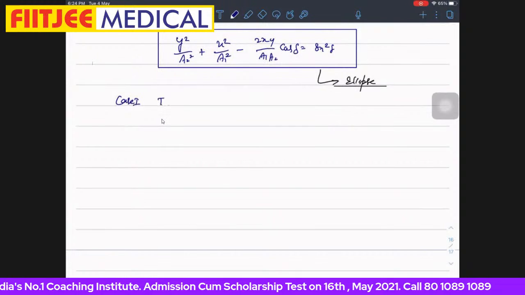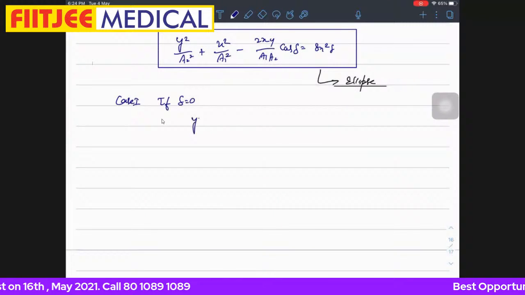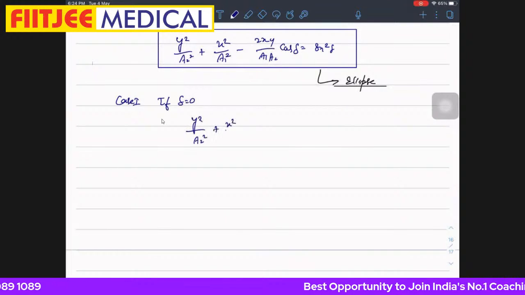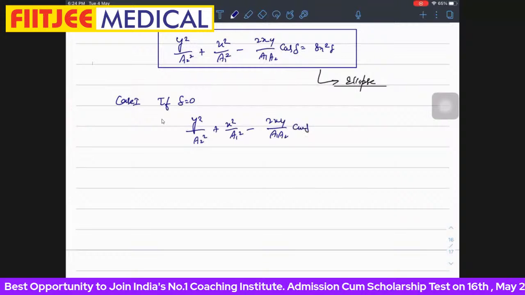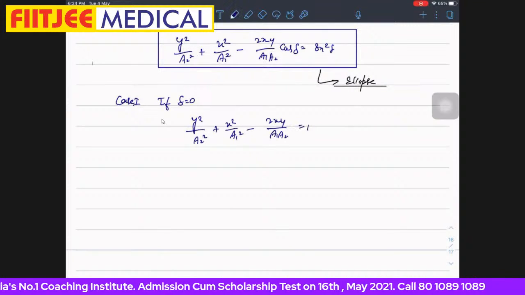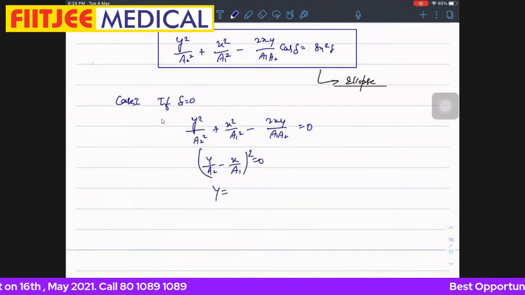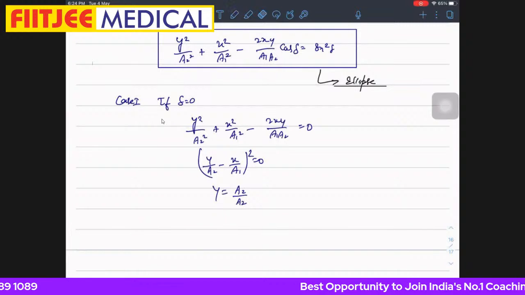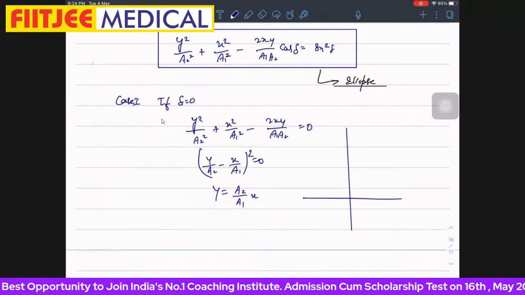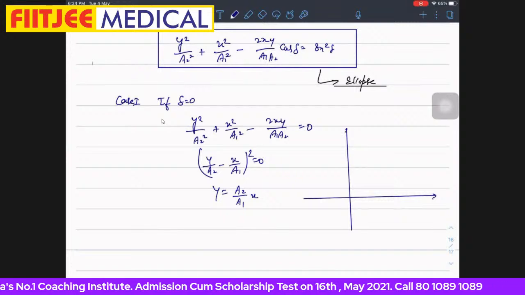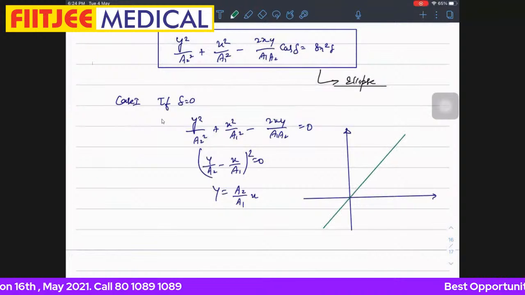Now case 1, if delta equals 0, what will happen? y square by a2 square plus x square by a1 square minus 2xy by a1 a2 cos delta, with cos 0 equal to 1, equals 0. So y by a2 minus x by a1, whole square, is 0. So y equals a2 by a1 into x. So here, the path of the particle will look like a straight line at a certain slope, and the slope will be a2 by a1. So your path of the particle will look like this.